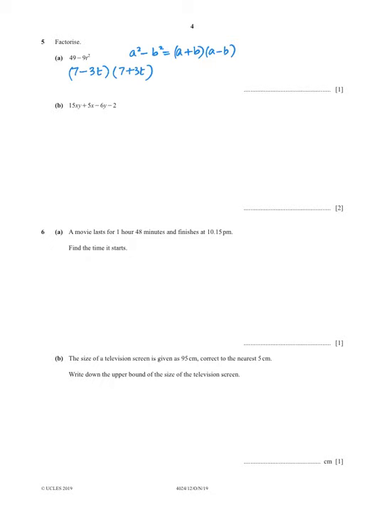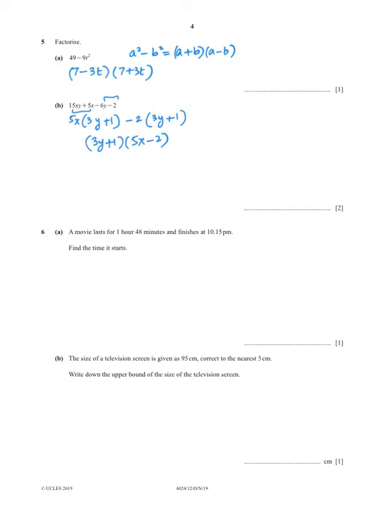And the next part, 15xy plus 5x minus 6y minus 2. Firstly, I will take common 5x. The leftover part is 3y plus 1, right? I have taken the common from these two. Now the common in these two will be minus 2, and the leftover part is 3y plus 1. Alright, now it will be 3y plus 1 and 5x minus 2, answer.